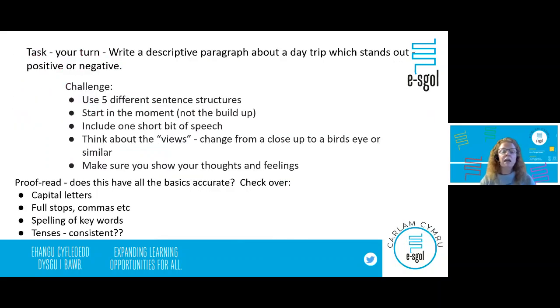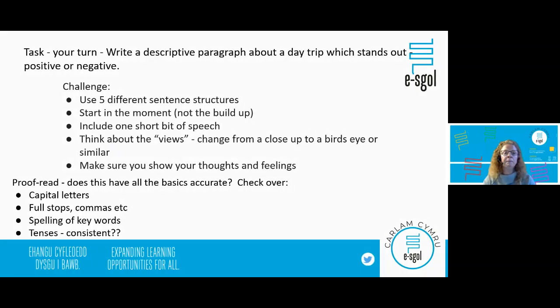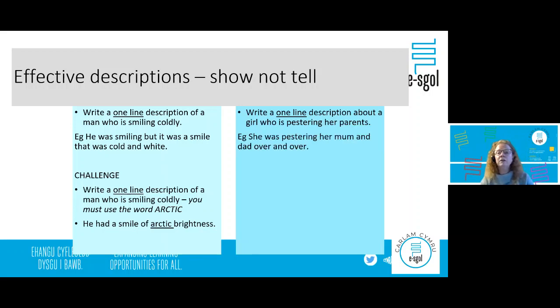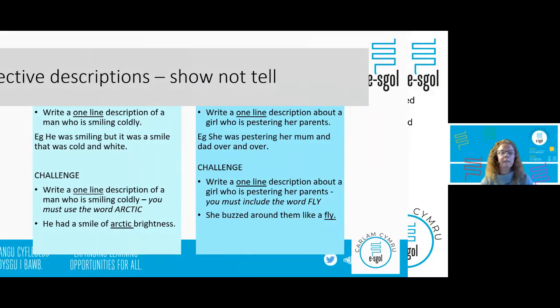So another challenge for you, if you wanted to have a go at it: write a descriptive paragraph about a day trip which stands out, whether it's positive or negative. Then it gives you 5 things to include, and then it asks you to proofread and check some key things. Well worth thinking about that proofreading when you're doing it. And then there are some challenges for you again. Can you write a one-line description of a man who's smiling coldly? Can you write a one-line description of a man who's smiling coldly using the word Arctic? And then there's another one there for you as well.